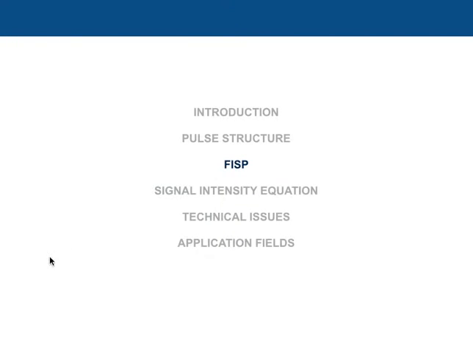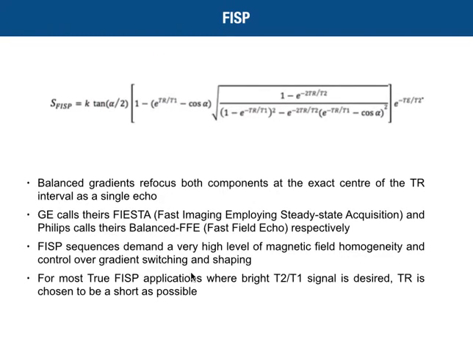FISP, the main reason for introducing FISP's concept is that, as I said, it's the primitive version of PSIF, and it would be really intuitive to understand what's going on with FISP so that we can have a general idea about PSIF. So this is the signal equation, the signal intensity formula for FISP.